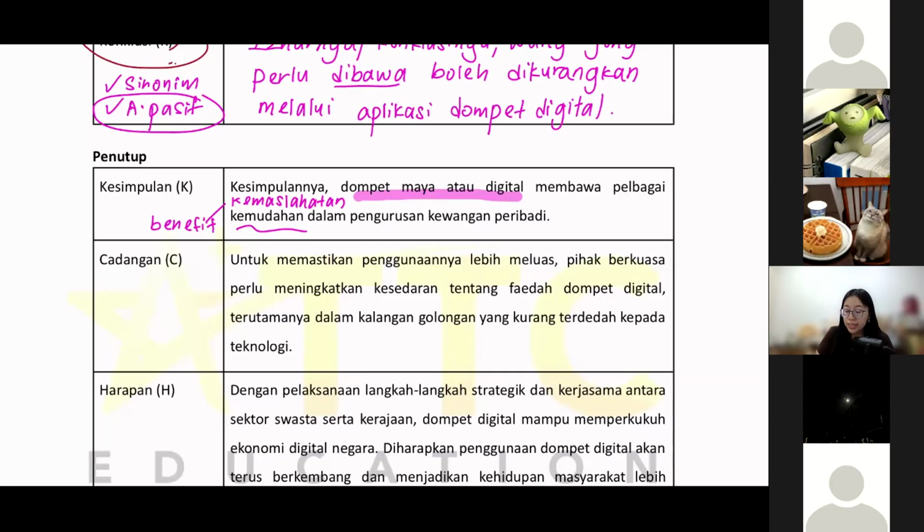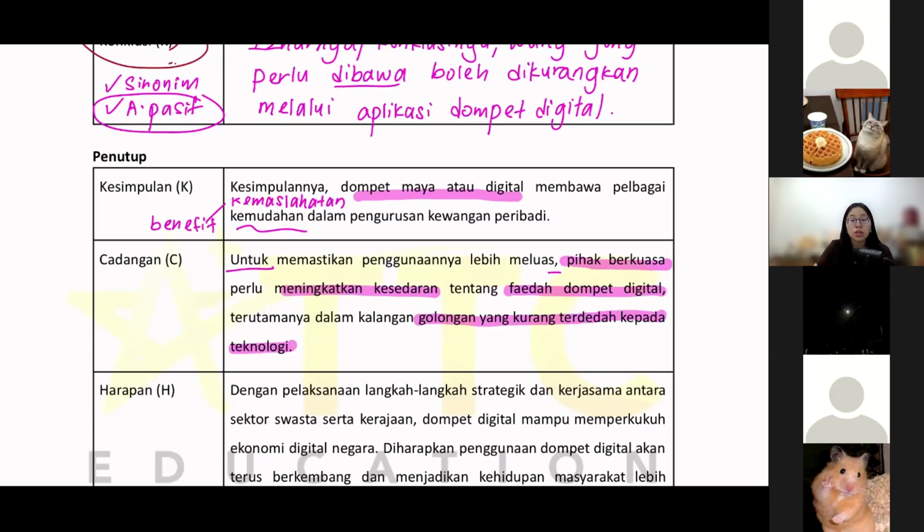Okay, so I can start the sentence with untuk, remember keterangan. I can put it first and then put a comma to remind you. So untuk memastikan penggunaannya lebih luas, which is so that the usage is wider. Pihak berkuasa, they say the parties that have power, perlu meningkatkan kesedaran. They need to increase the awareness tentang faedah dompet digital, which is the benefits of e-wallet, especially dalam golongan yang kurang terdedah kepada teknologi.